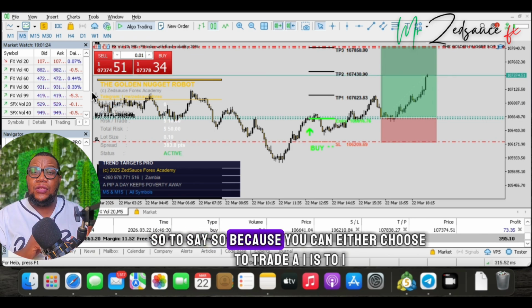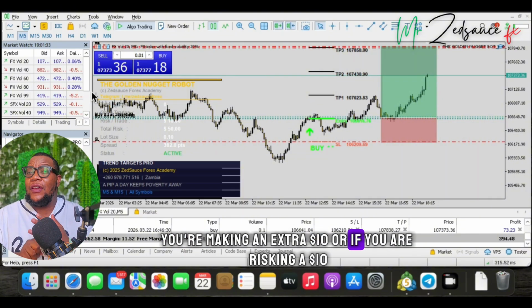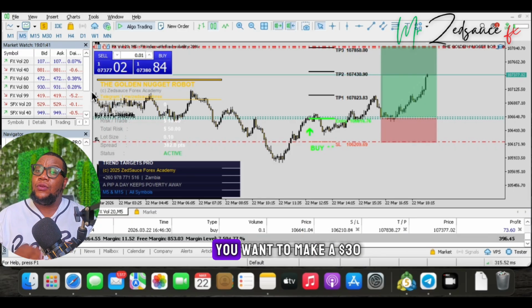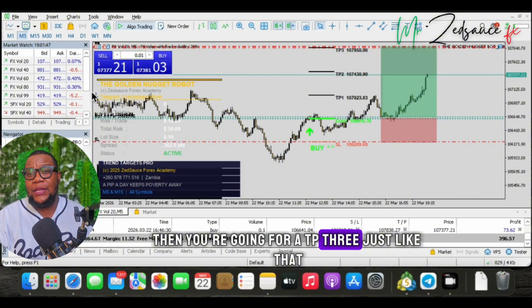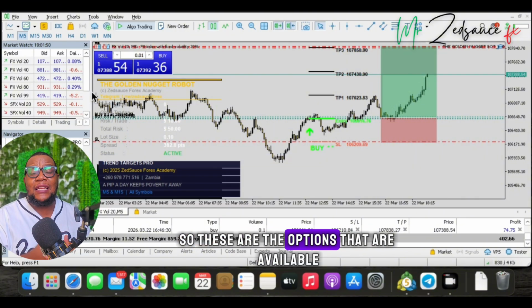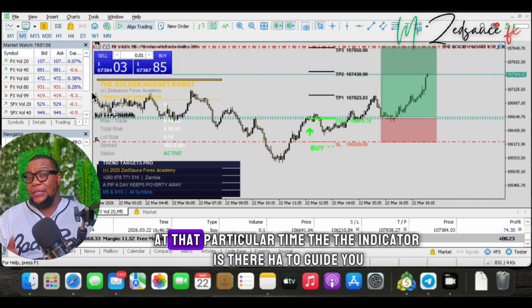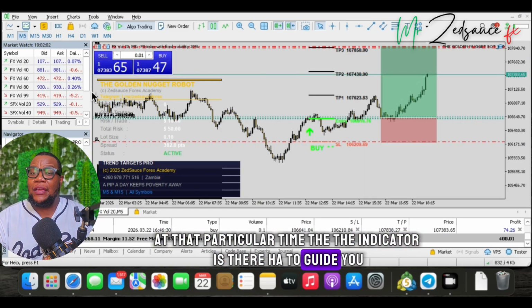You can either choose to trade a 1:1, meaning if you're risking $10, you're making an extra $10. Or if you're risking $10, you want to make $20, which is TP2. Or if you are risking $10, you want to make $30, then you're going for a TP3, just like that. So these are the options that are available depending on your type of trading that you want to do at that particular time. The indicator is there to guide you.